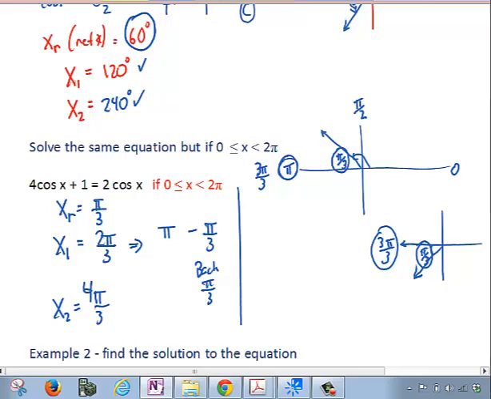So my final answer is going to be 4 pi over 3. So here are some things to remember. Your reference angles in degrees. So here's a reference angle in degrees, and here's in radians.